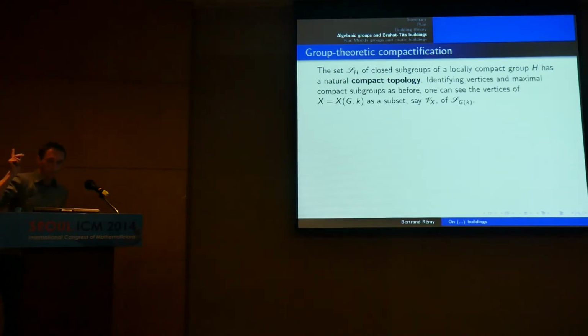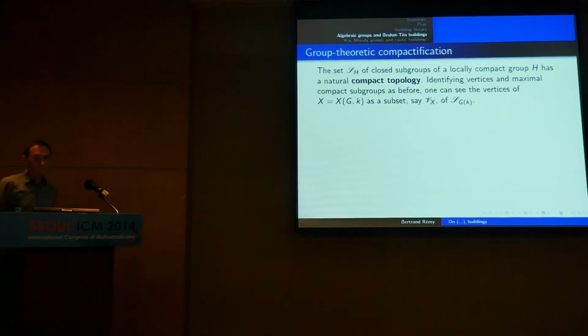Okay, so if we go back to the previous page, we know that we can identify vertices in the building with maximal compact subgroups. So via this identification, I can see the set of vertices in the building as a subset of the compact set of closed subgroups. In other words, the building appears in the space of closed subgroups via the identification between vertices and maximal compact subgroups. The building, or maybe its zero skeleton, is the set of maximal compact subgroups.